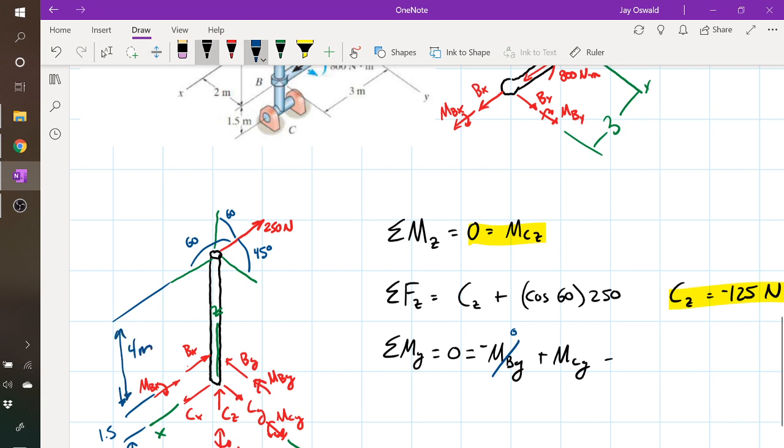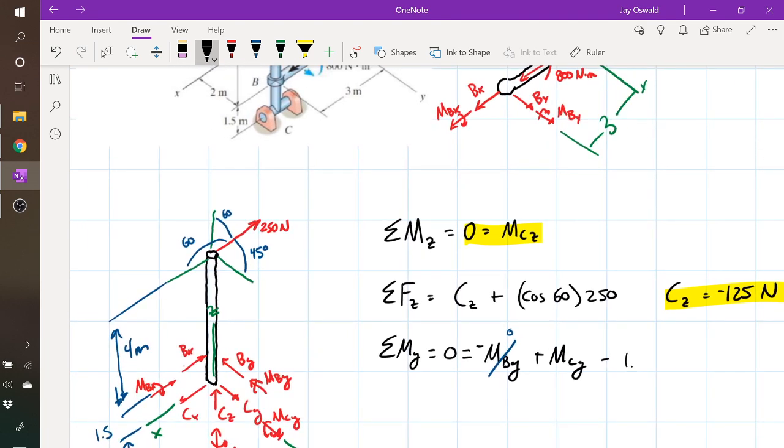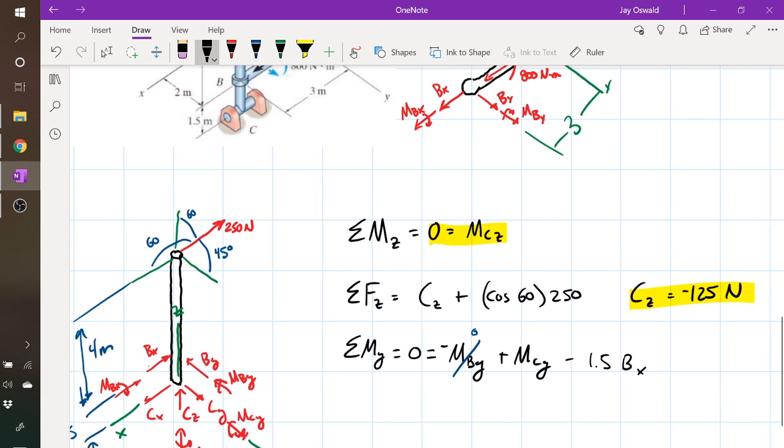I'm trying to get through this, so I would usually try to be a little neater. All right, so minus 1.5 BX. And about Y, the only distance is Z, right? So it's going to be, I'm assuming, plus. If it's not, we'll change it later. So I have 5.5, that's the Z distance.